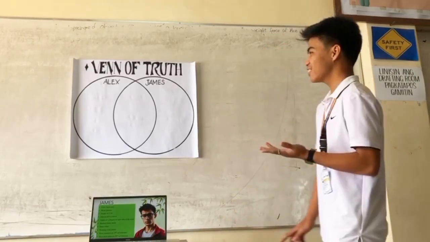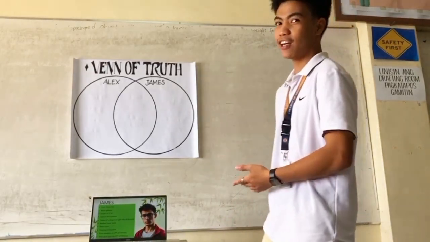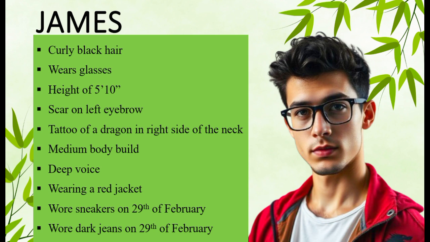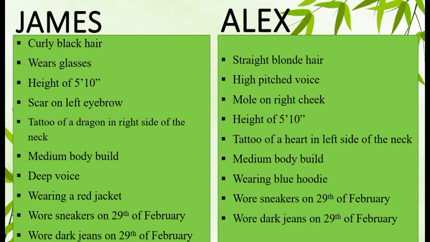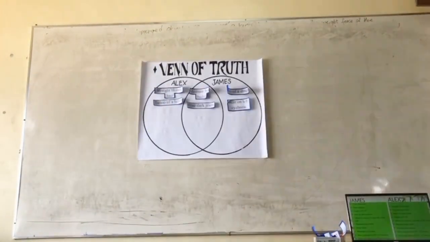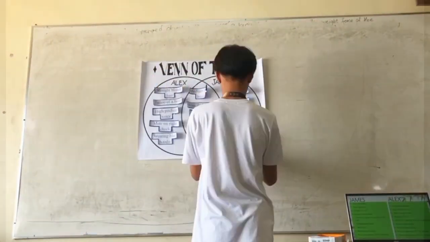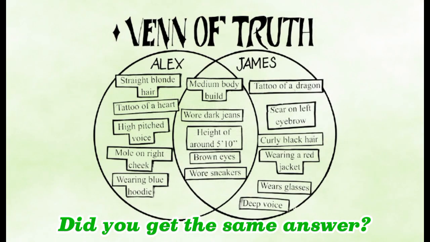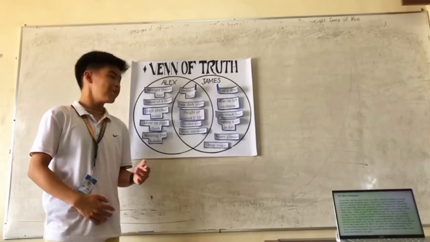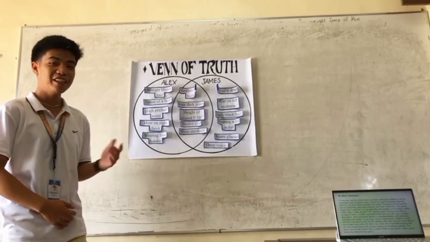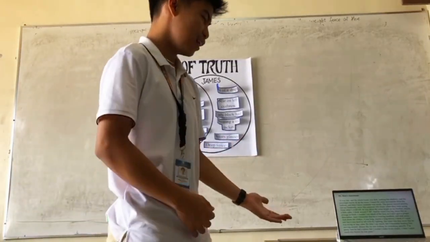Now, let's put the clues into the Venn diagram. Here's the characteristics of both suspects. Pause and try to solve this on your own. Did you get the same answer? Were all of the clues placed correctly? Yes! Then, here's Mrs. Reyes' statement.